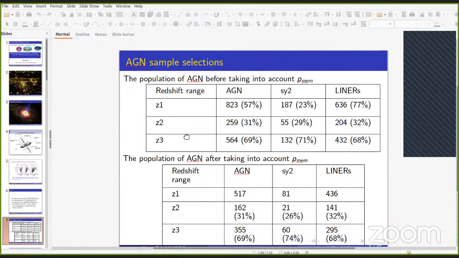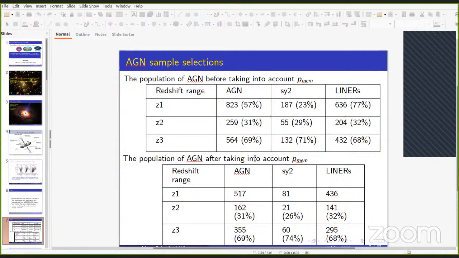I divided the whole sample into three redshift ranges. Z1 means all redshifts, Z2 means low redshift up to 0.1, and Z3 is for high redshifts. Taking into account the membership probability, we found 823 AGNs, and from these, 187 are Sy2 and the rest are LINERs, which is almost 77%, or 636.